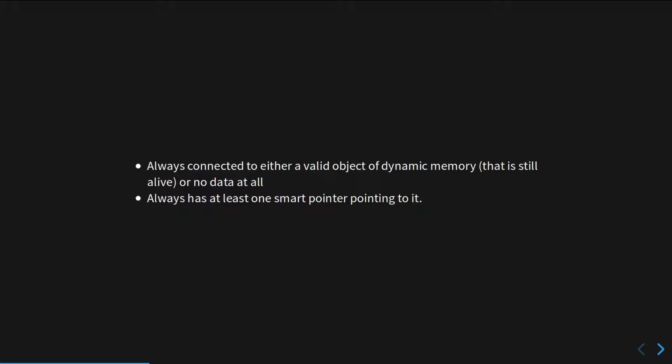The objects that allow you to access dynamic memory in C++ are called smart pointers. Like normal pointers, they allow you to access data with a lifetime that isn't necessarily the same as the pointer itself. Unlike normal pointers, the lifetime of the data is controlled by the lifetime of the smart pointer, or smart pointers, plural, that are able to access it, so two conditions will always hold. A smart pointer is always connected to either a valid object of dynamic memory that's still alive, or no data at all. And second, a piece of dynamic memory always has at least one smart pointer pointing to it. Let's see what this looks like in practice.